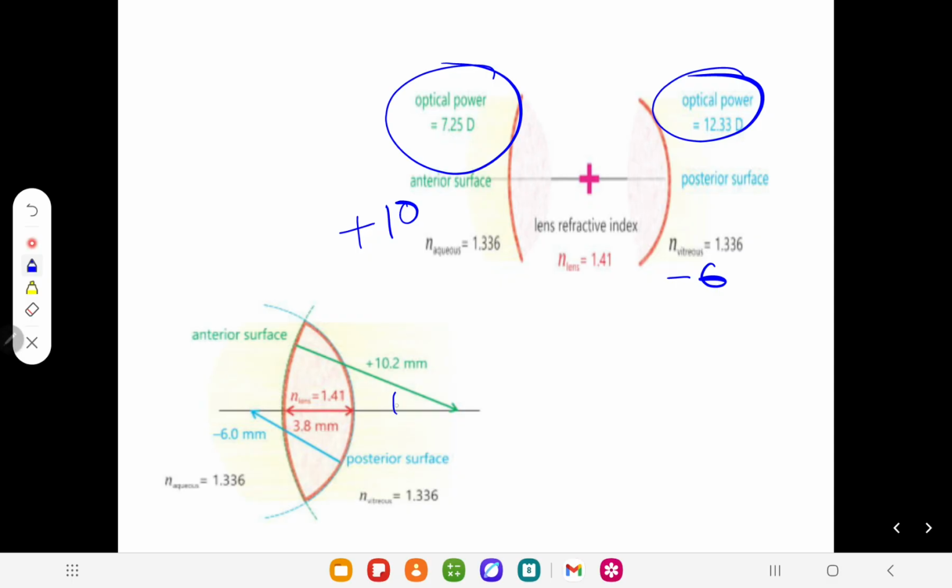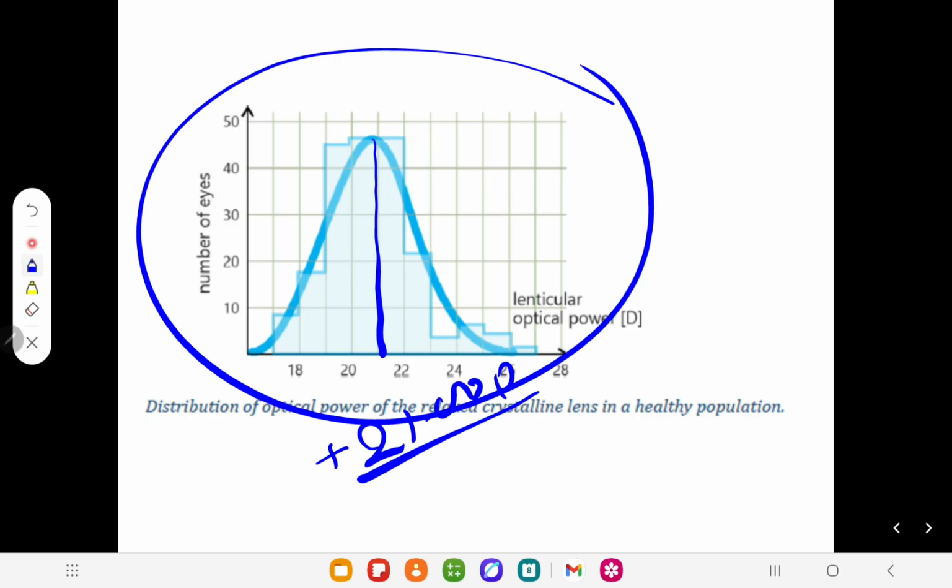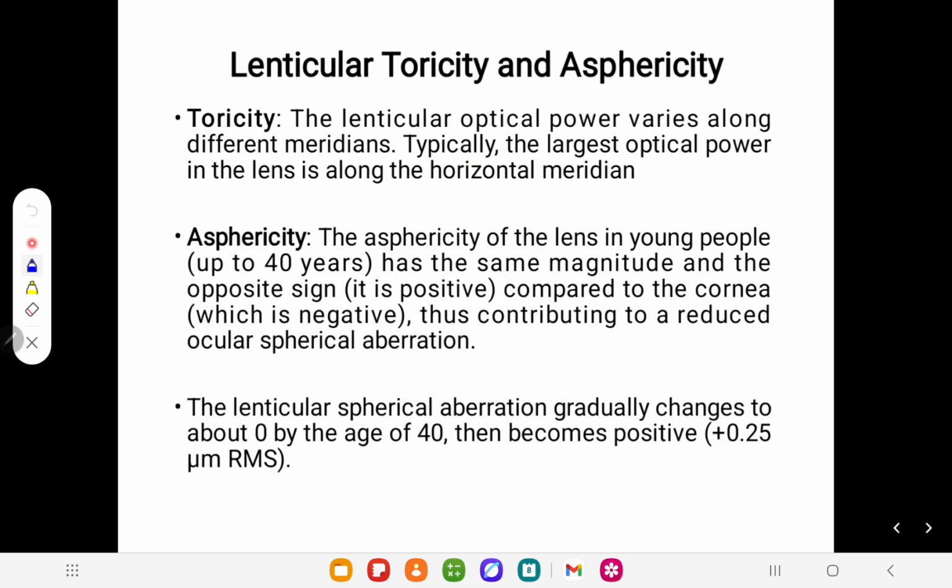And the lens is surrounded by 1.33 refractive index by both surfaces, okay? And another point, that if you have to pick one number, the lens must have highest power of 21 diopter. Okay, so this is on an average distribution of optical power of healthy population.